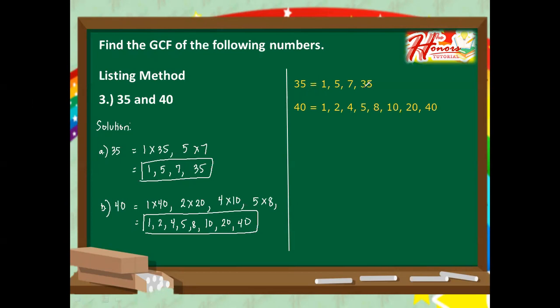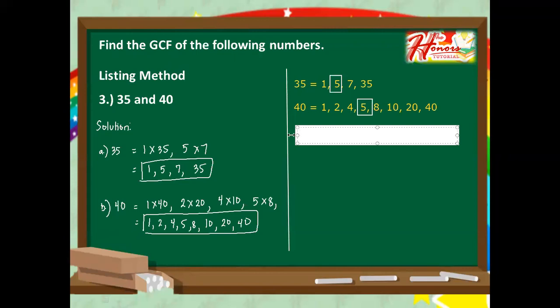So 1 is a no, 5. Let's check 7, no, 35. So therefore, we have here our GCF, and that is 5. Because though we have here 7 and 35, but it is not in 40. So therefore, for the GCF, we have here 5. And that's it for the listing method.